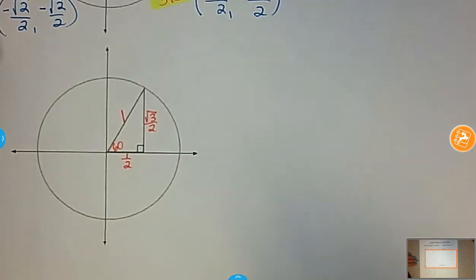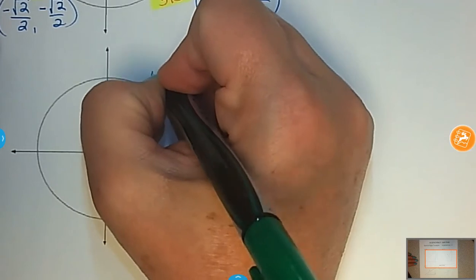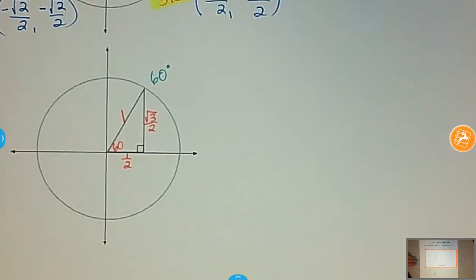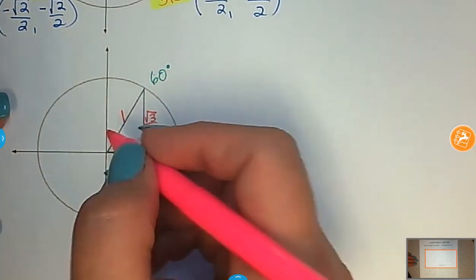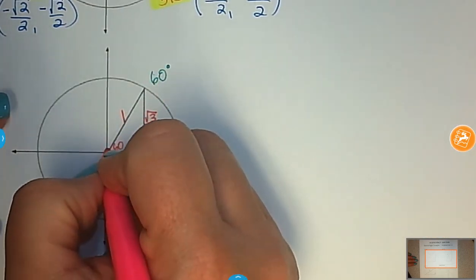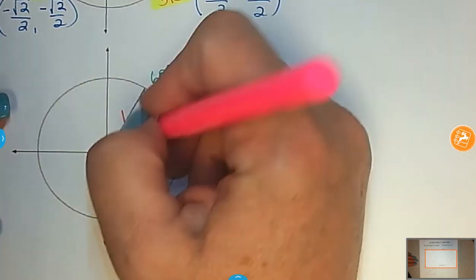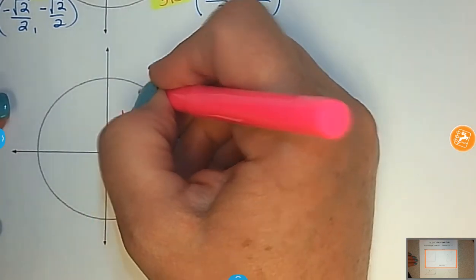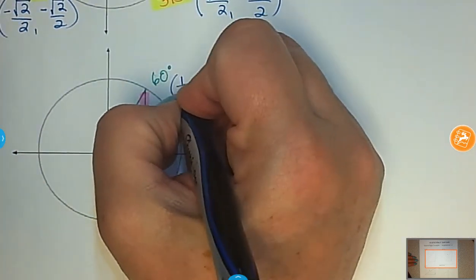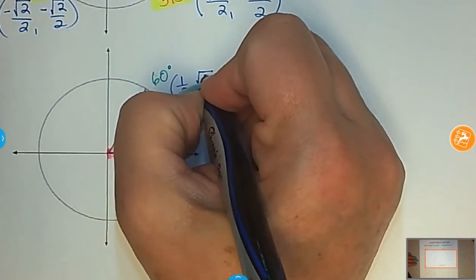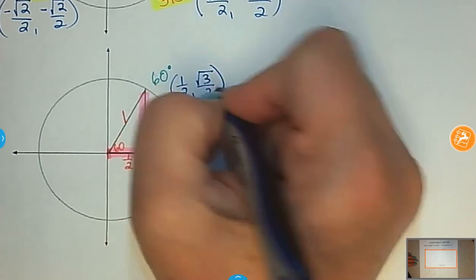So for this 60-degree angle, I want to know how far to the left or right and how far up or down I have to go. From the origin, I'm going to the right 1/2 and up square root of 3 over 2. So my ordered pair is 1/2, square root of 3 over 2.